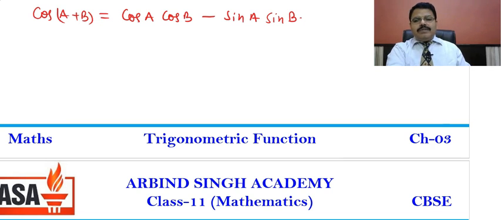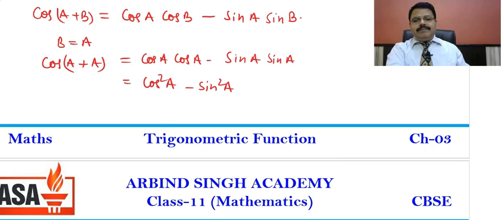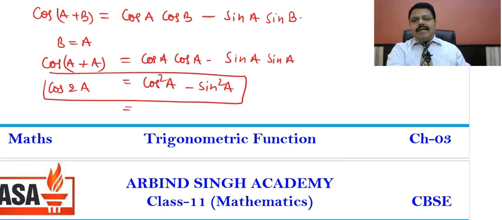Remember ना? Suppose if b is equal to a, then what will happen? cos a plus a is equal to cos a into cos a minus sin a into sin a. So that will come up cos square a minus sin square a, isn't it? If you convert this, this is the formula of cos 2a. So this is one of the formulas of cos 2a, that you may write cos 2a is equal to cos square a minus sin square a, right?